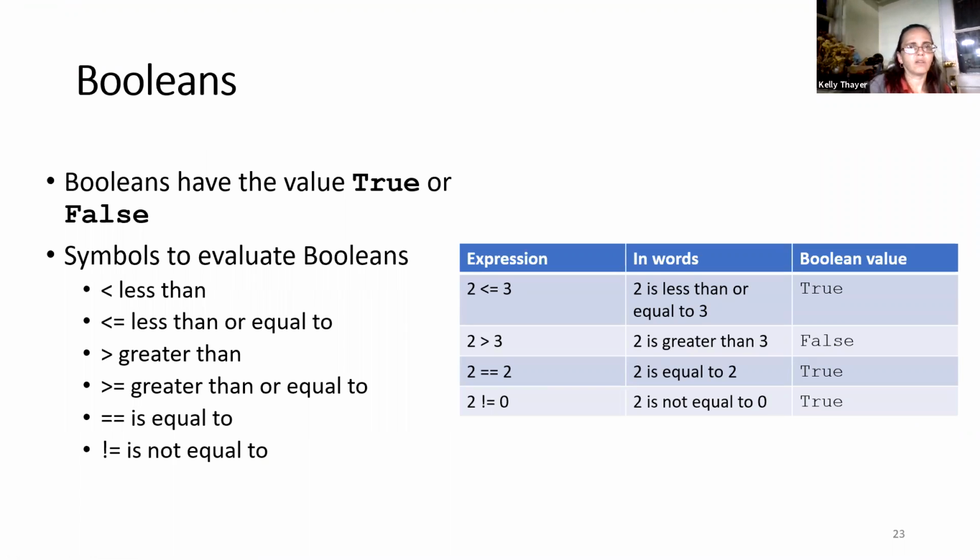Booleans. Booleans have the value True or False. Notice these are not the strings "true" or "false", but they are the values True and False. The symbols to evaluate Booleans are less than or equal to, greater than or equal to, is equal to, or is not equal to. So here are some examples of expressions, what they are in words, and their Boolean values. For example, 2 is less than or equal to 3, which is a true statement. Here is a false statement, 2 is greater than 3. 2 is equal to 2 is true. And 2 is not equal to 0, that is also a true statement.